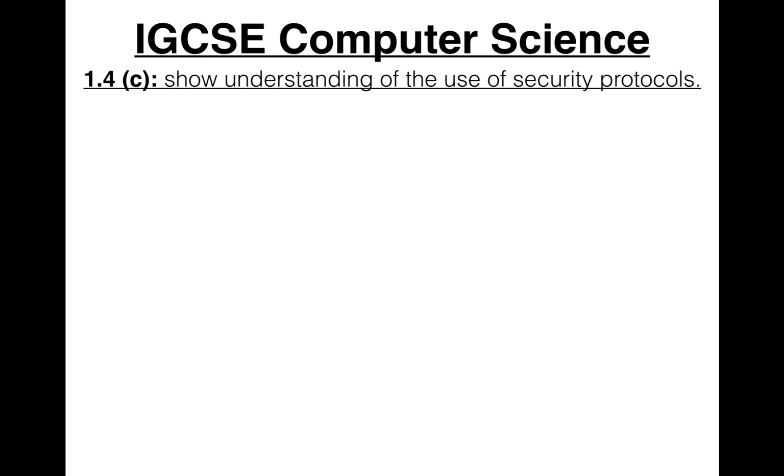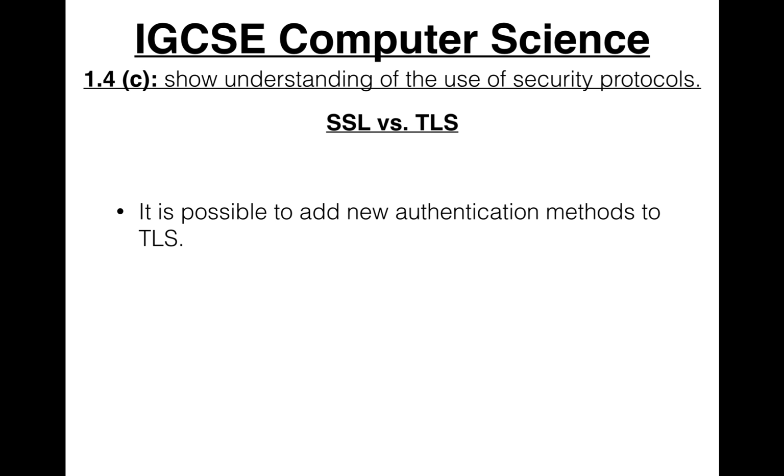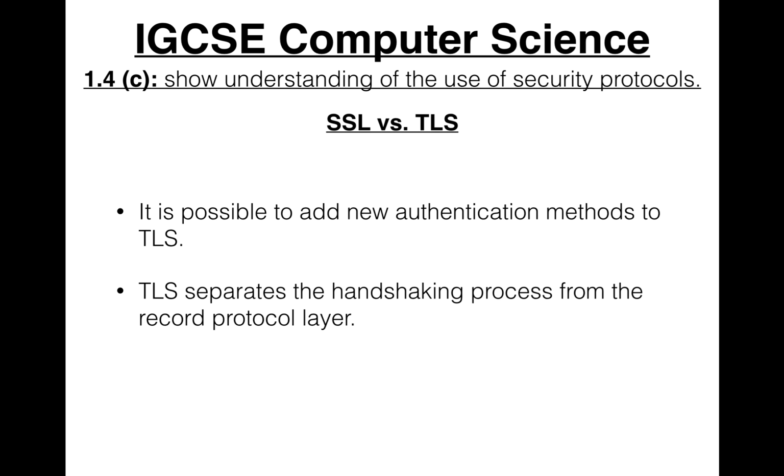Some web browsers support both SSL and TLS, which is why SSL is still used. There are some differences, however. For TLS, it is possible to add new authentication methods. That's a good thing, so you can extend TLS by doing that. TLS also separates the handshaking process from the record protocol layer.